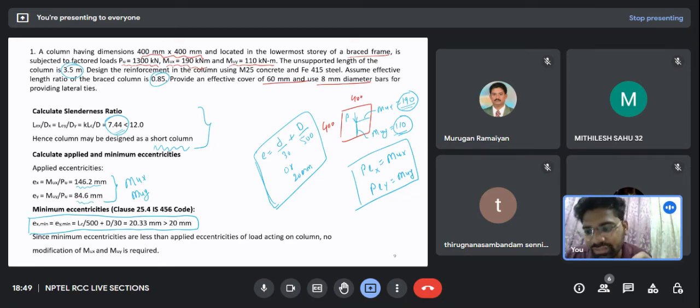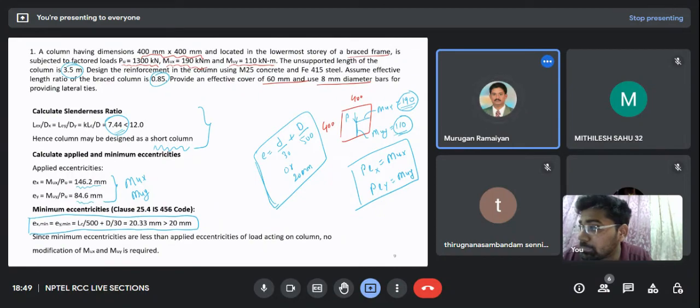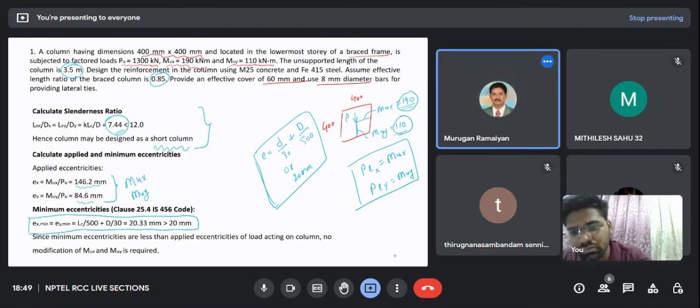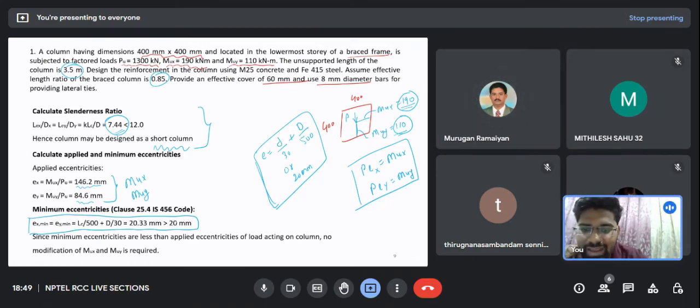Now I will ask you one question. What if this value of minimum eccentricity is coming out to be greater than the eccentricities which are acting on my column? Then what will I be doing? We have to limit the eccentricities. Okay, so you are saying if I have an accidental eccentricity which is greater, but I cannot limit that eccentricity. How can I limit the eccentricity?